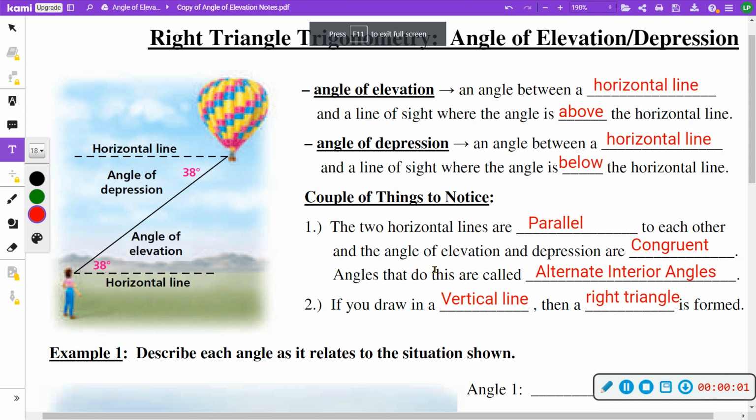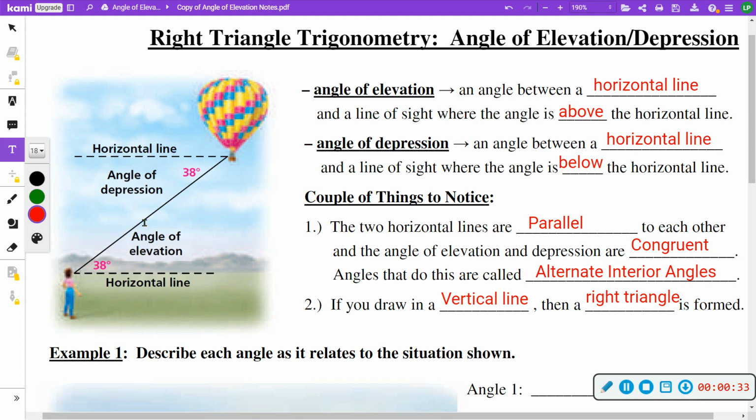All right, we are going to work on some right triangle trigonometry involving the angle of elevation and depression. When you have a person that's standing, you can actually measure using devices. You can measure the angle to an object, and we call this the line of sight. So if you wanted to know how tall this air balloon was in the air, you could measure this angle. In this case, it's 38 degrees.